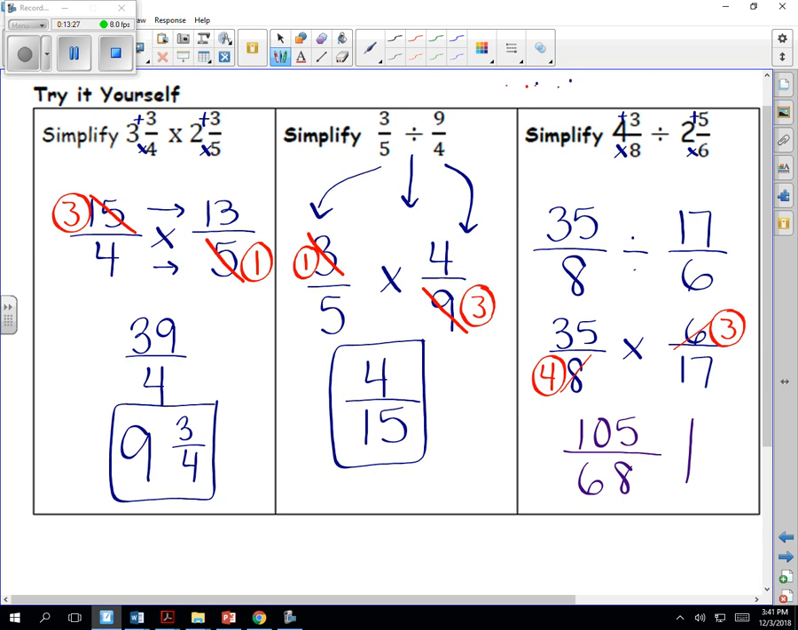And then I need to subtract. What's 105 minus 68? 105 minus 60 is 45. 45 minus 8 more would be 37. So 37/68. 37 is prime, therefore it cannot reduce to 68.